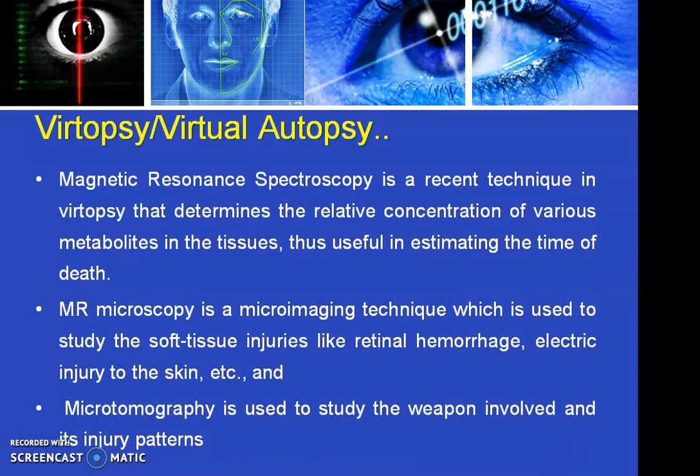Magnetic resonance spectroscopy is a recent technique in autopsy that determines the relative concentration of various metabolites in the tissues, thus useful in estimating the time of death. MR microscopy is a microimaging technique which is used to study soft tissue injuries like retinal hemorrhage, electric injuries to the skin, etc. Microtomography is used to study the weapon involved in its injury patterns.